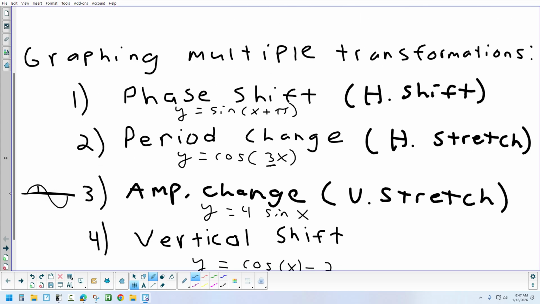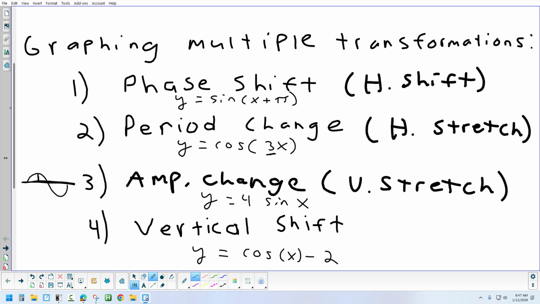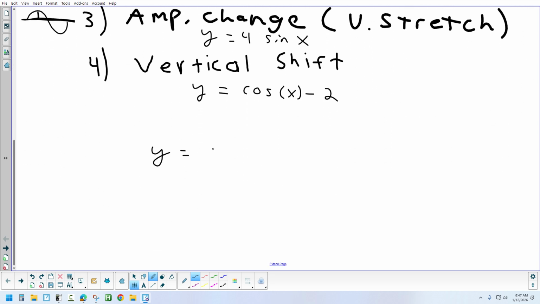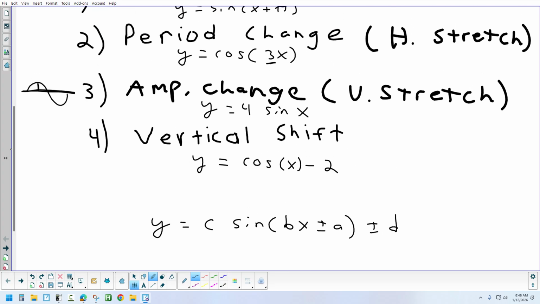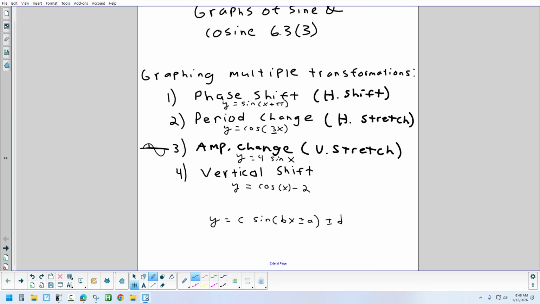If you want to match up what we just did to a generic equation, it would look something like this. There are all your different transformations in the order that you would do them. Phase shift comes first, period change or horizontal stretch is second, amplitude change is third, vertical shift is fourth. That's why I use the letters A, B, C, D, alphabetical order.